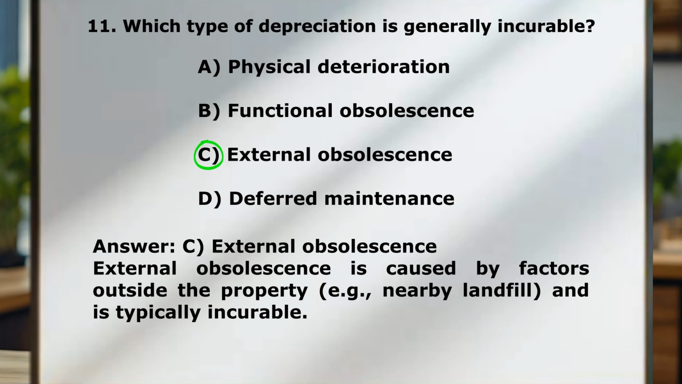And what is external obsolescence? It's usually something that's caused by an outside factor. So imagine you own a property and now there's a new landfill being put in next door. You can't control that landfill getting put in. That landfill will probably decrease the value of your property. Now, physical deterioration and deferred maintenance, obviously those are things that you can repair. Functional obsolescence, you can upgrade or update to try to remedy the functionality of your property.